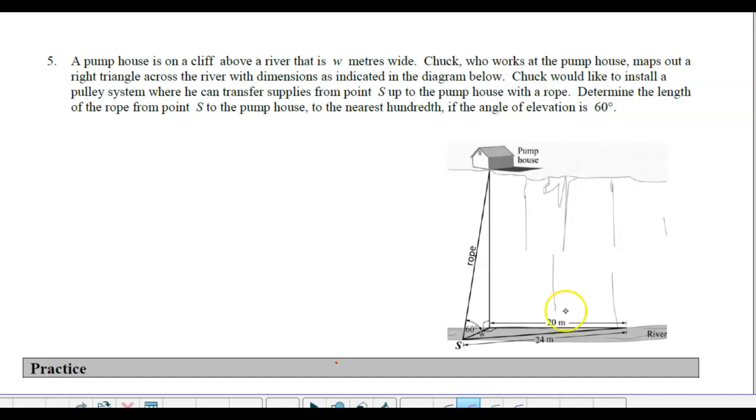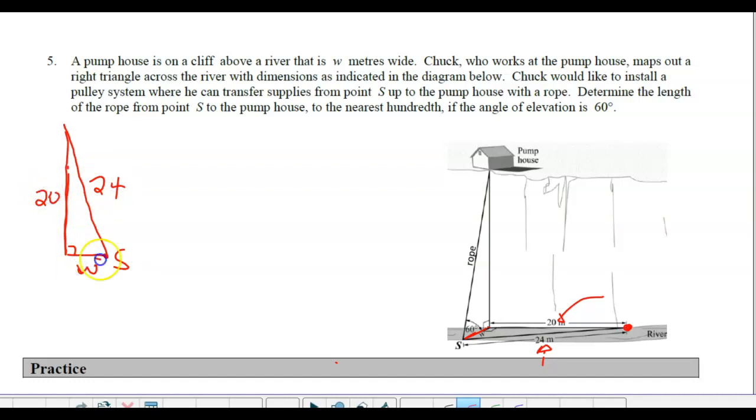What other information have they given you? This 20 meters and this 24 meters here. So some point down the river, they just measured that as 20 and then across to S. So we're going to use that to find W. And that's a right triangle looking down from above. So really, if I were to draw that triangle, this would be W here. This would be S at that point. This would be 24, and this would be 20.